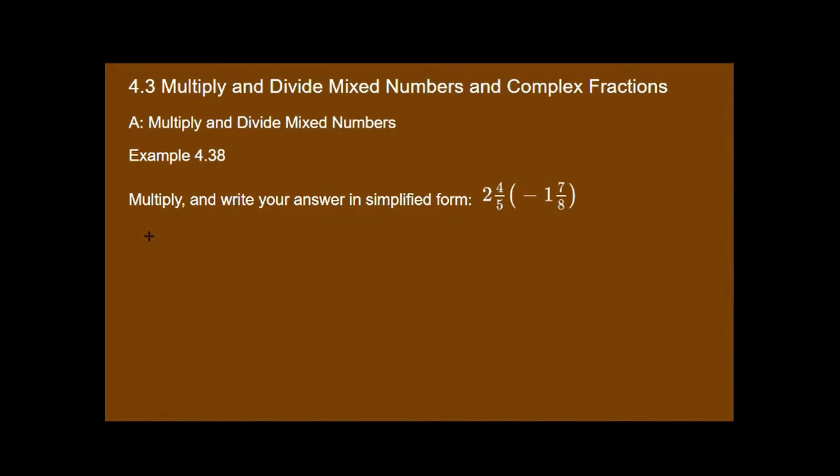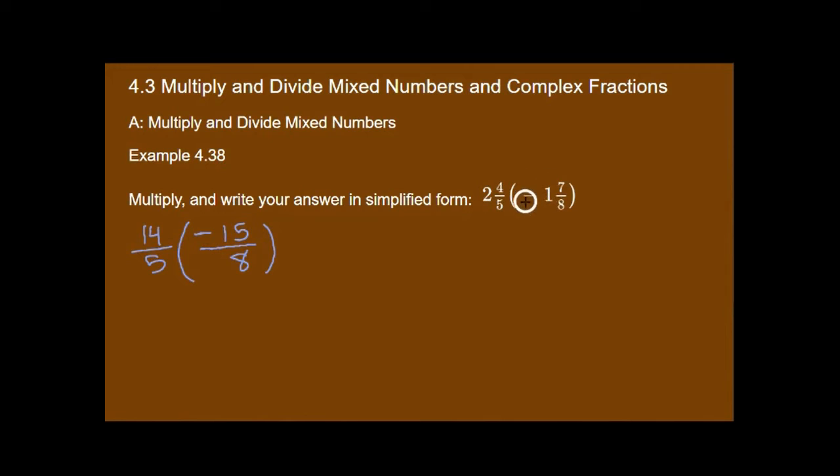So let's go ahead and start by changing these into improper fractions. The first one, 5 times 2 is 10, plus 4 is 14, and it keeps the same denominator, which is 5. And then we are going to do 8 times negative 1. Well, we know it's going to be negative. Let's just carry that negative over so we're not dealing with that. Let's do 8 times 1 is 8, plus 7 is 15, divided by 8.